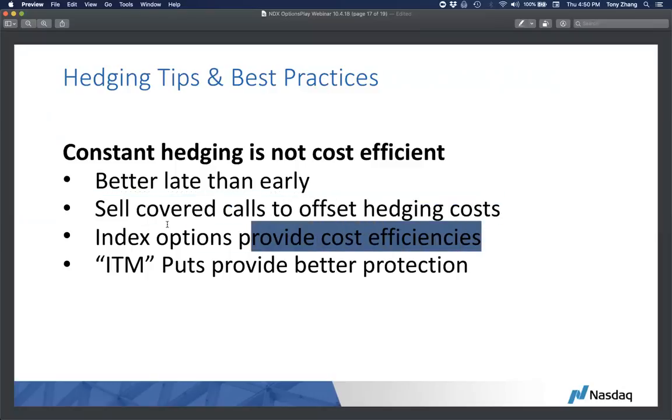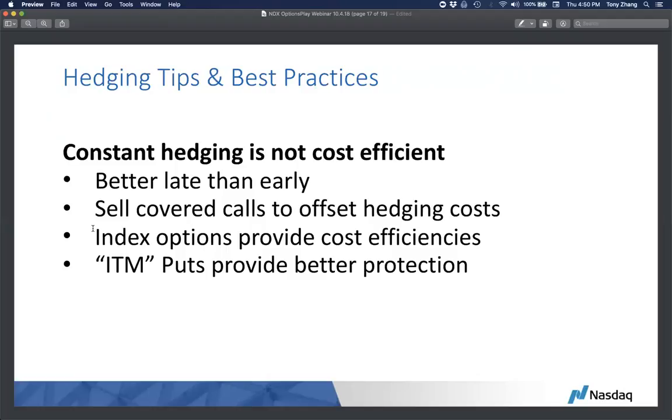Next, index options really provide cost efficiencies compared to ETF and stock options. You can certainly buy ETF options, giving you very similar types of protection. You typically need to purchase many, many more contracts if you're trading those ETF options, and you don't get some of the efficiencies such as the tax benefits of trading index options, as well as not having to deal with expiration and simply cash settlement.